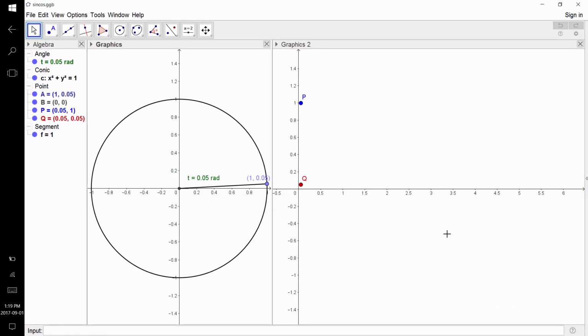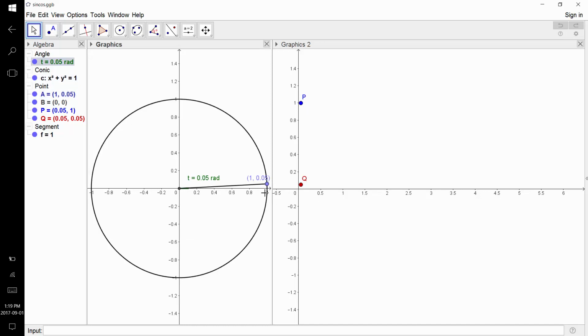Here I've plotted a couple of things. On the left, I've plotted a unit circle, and I've got a point on that unit circle and a corresponding angle. So t here is the angle in radians measured between the positive x-axis and the line that you see. Over here on the right, I've got 2 points, P and Q. The x-coordinate of point P is given by t. The y-coordinate is given by cosine, in the sense of the x-coordinate of this point.